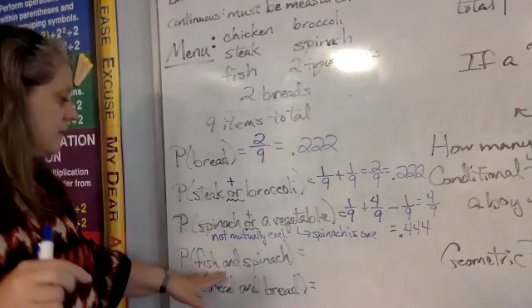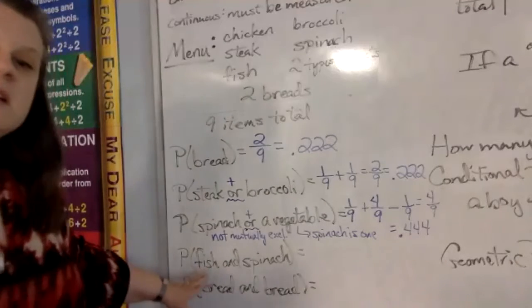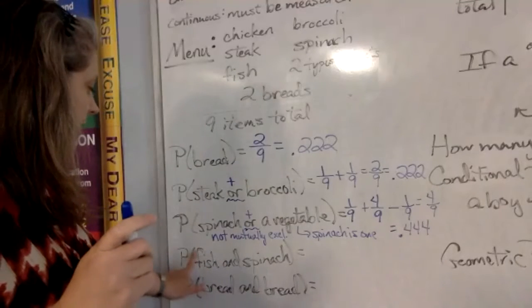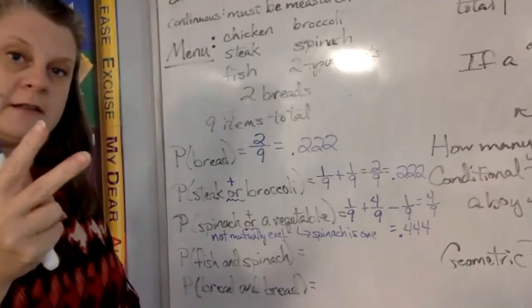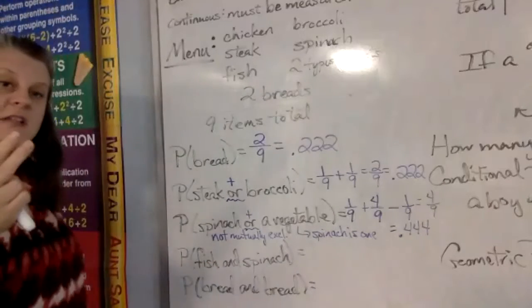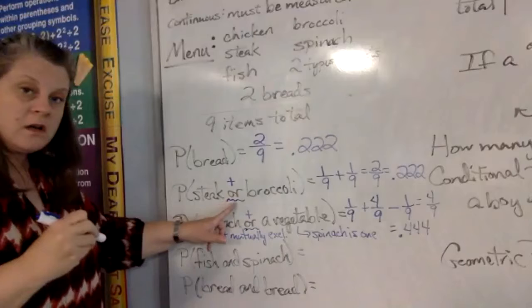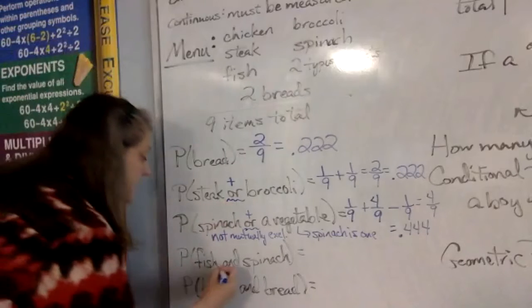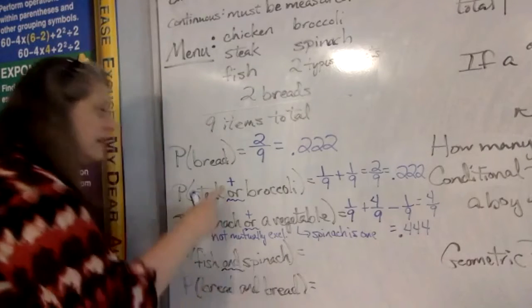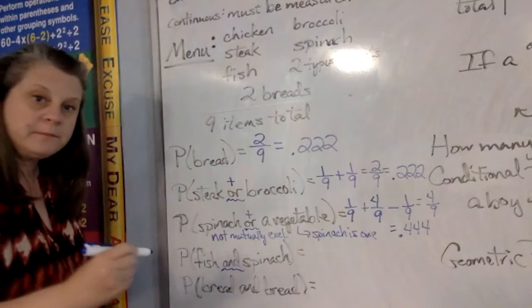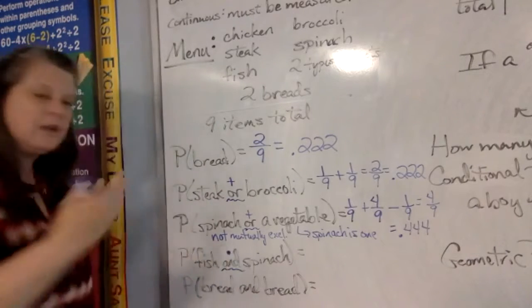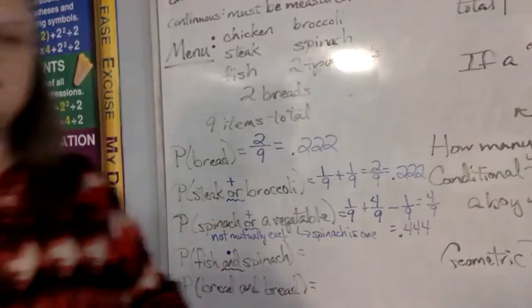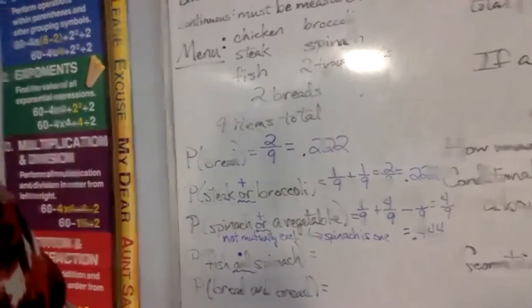Now, I've got another one down here, except on this one it says the probability of having both fish and spinach. So this time they're taking two things. Since they're taking two things instead of or, they have and. So when it has and instead of add, we do what? Multiply. Remember, we usually use the dot for multiplication in algebra, so we don't think it's a variable.